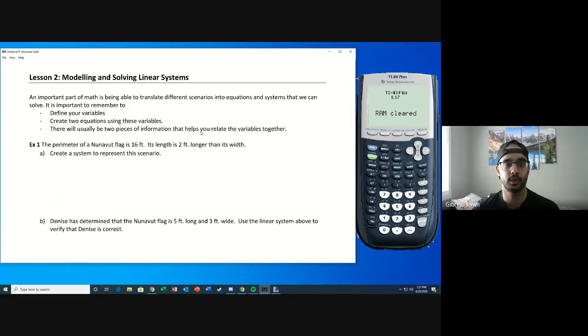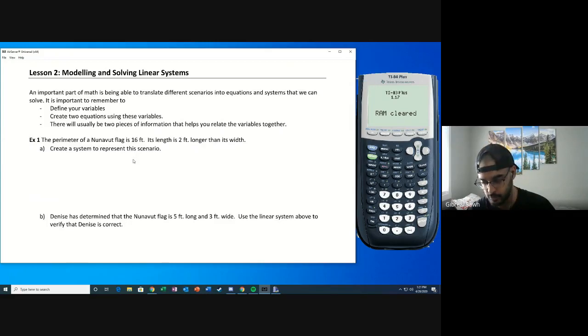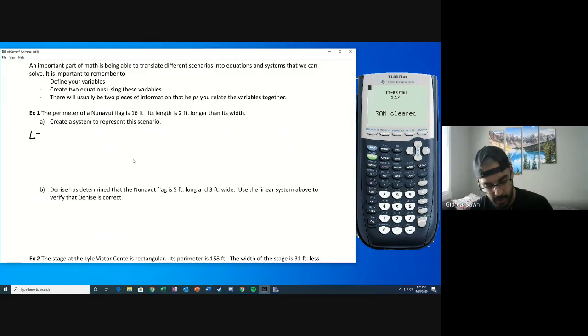So if we take a look at the first one, it is telling us that the perimeter of a Nunavut flag is 16 feet. Its length is 2 feet longer than its width. Create a system to represent this scenario. Now, if it's a flag, that shape is a rectangle. The perimeter of a rectangle is 2 lengths plus 2 widths. That has to be equal to that 16. So let's define some variables first. We're going to say that L is the length and W is the width.